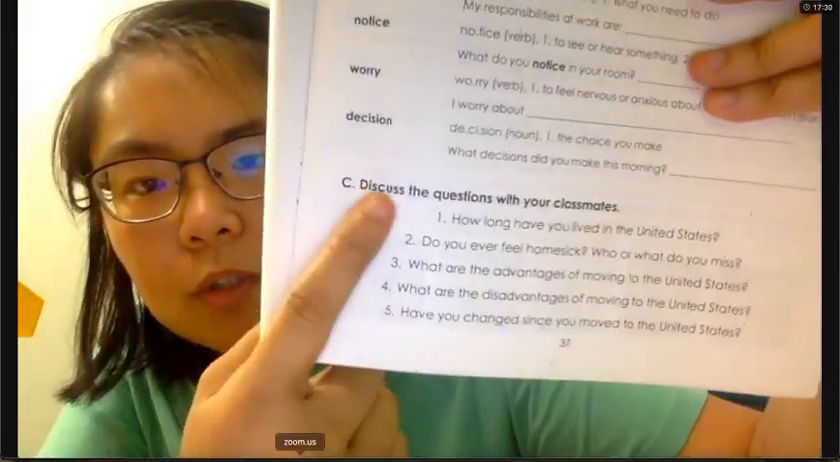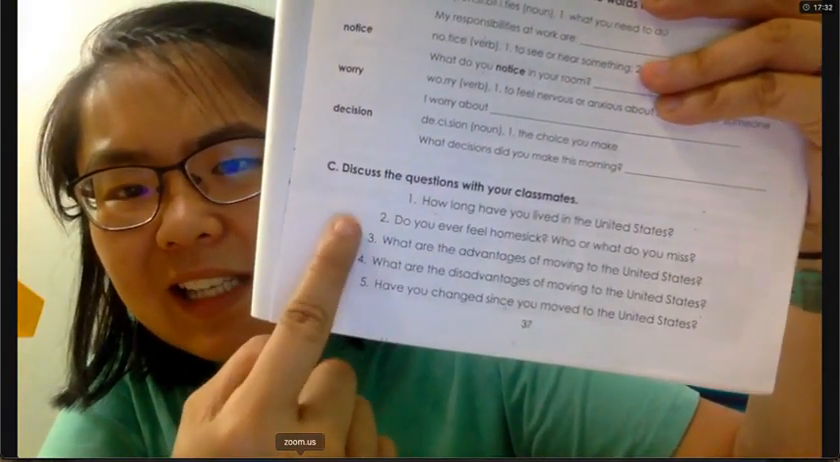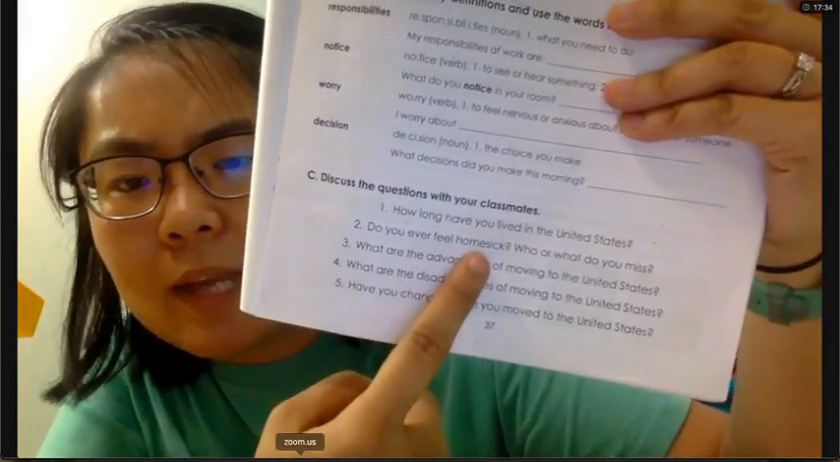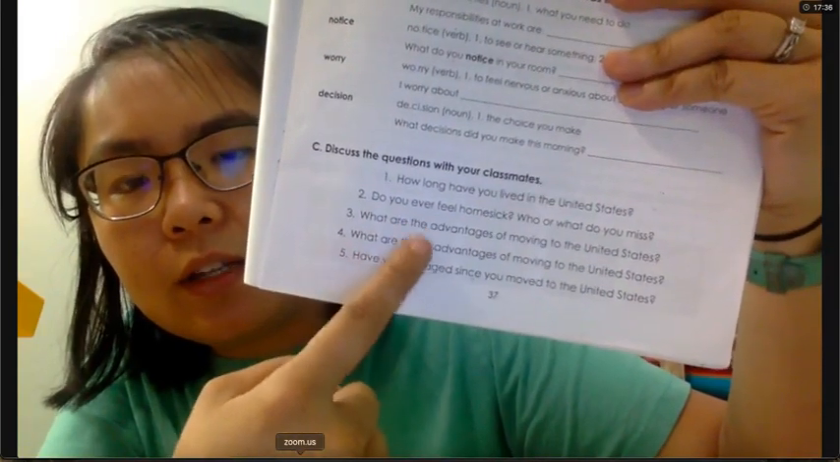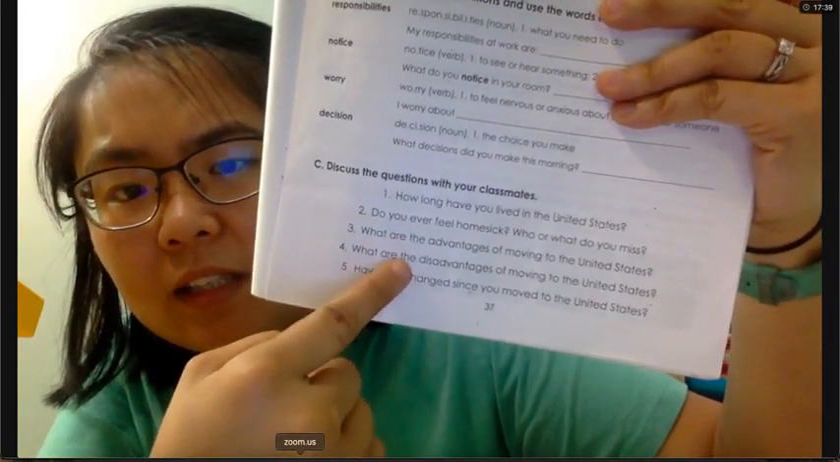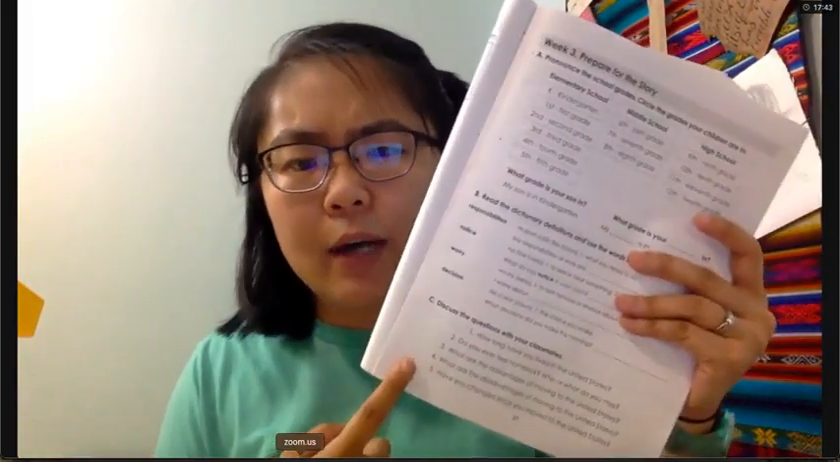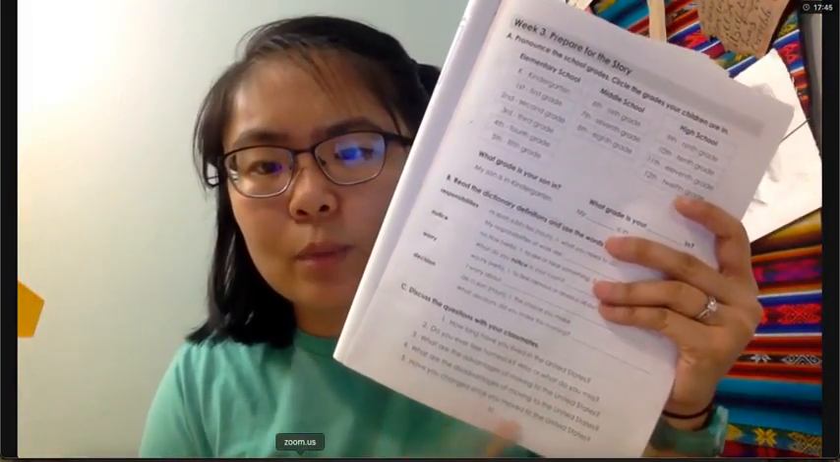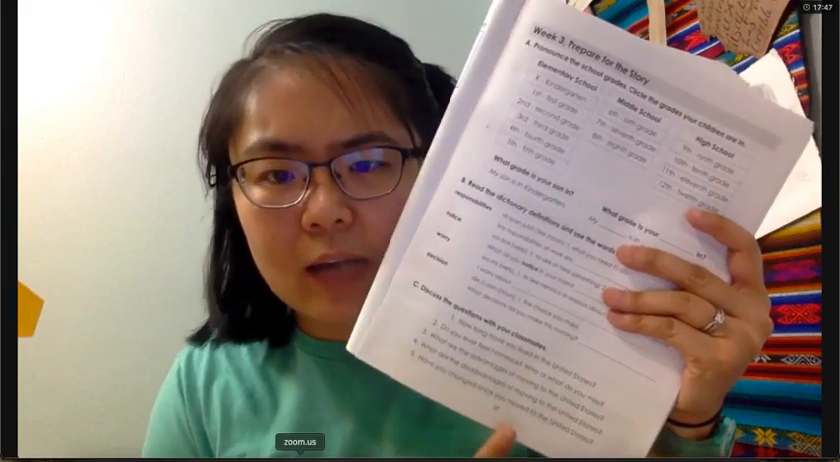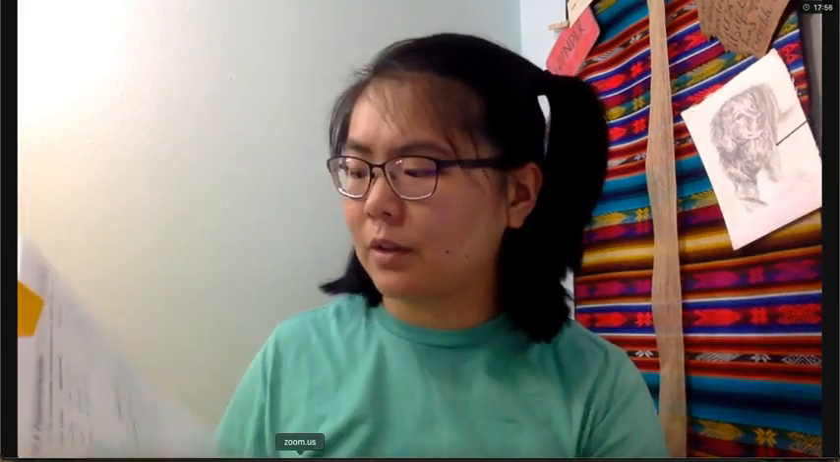So this was some of our homework. How long have you lived in the United States? Do you ever feel homesick? You may have to look this word up. Another question about advantages and disadvantages, and some self-reflection, thinking about yourself and your life. How have you changed since you moved to the United States? How have you changed, right? So think about that. Practice writing some sentences using past tense, maybe some personality words.